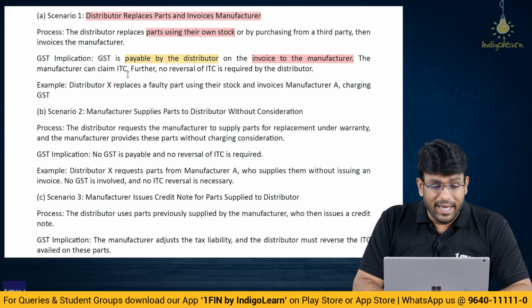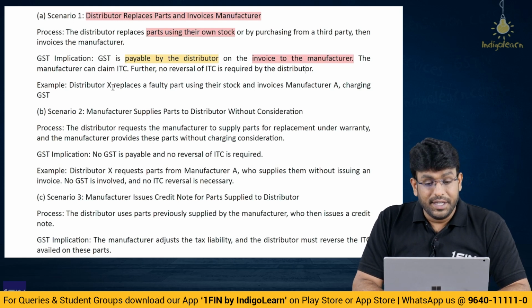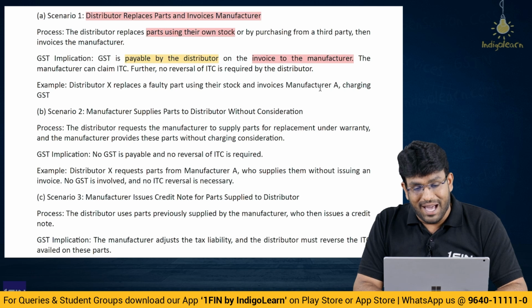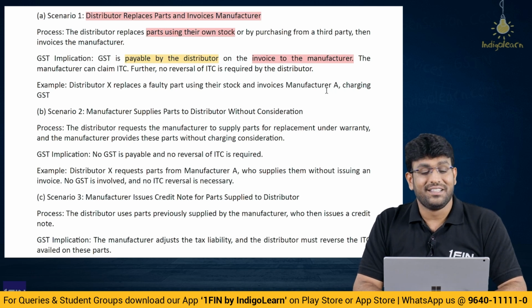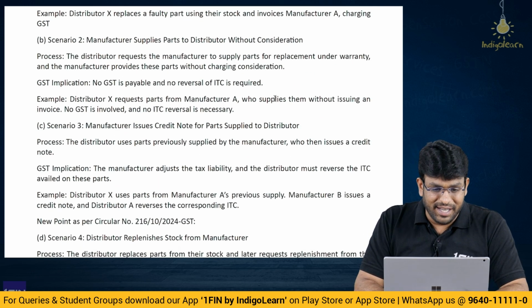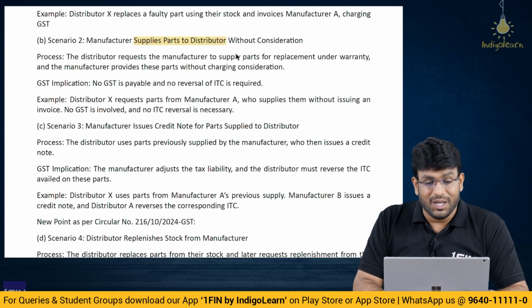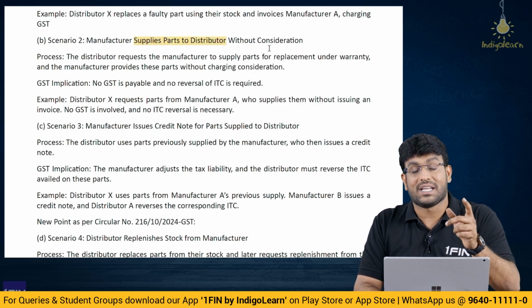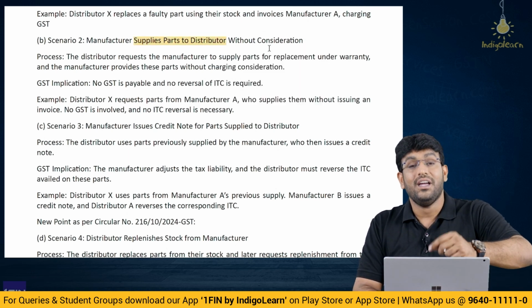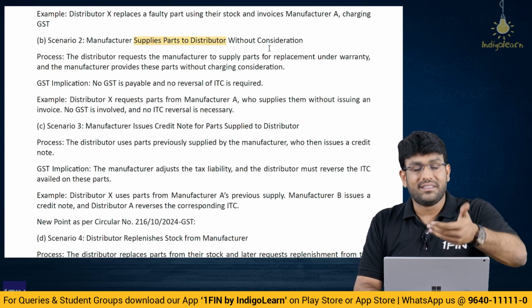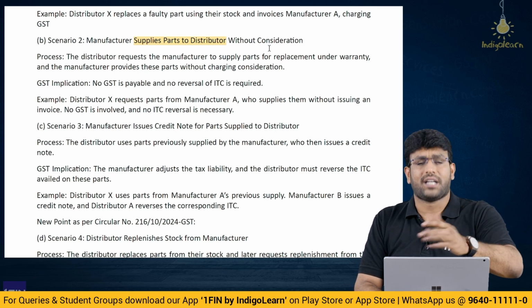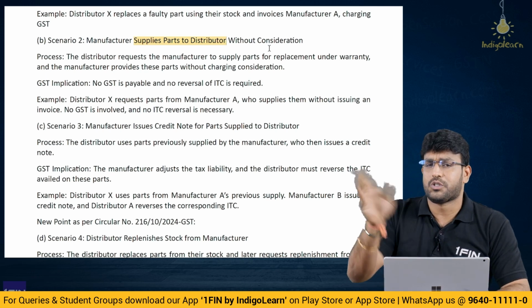Next. Example, distributor X replaces a faulty part using their stock and then invoices the manufacturer charging GST. This is the first scenario, guys. Second scenario, the manufacturer is supplying parts to the distributor without consideration. That means in the first case, the distributor has used his own part, provided his own part under warranty, and then raised an invoice to the manufacturer.